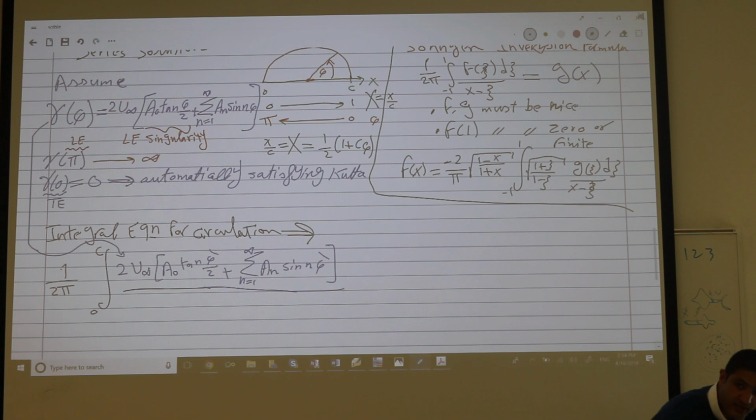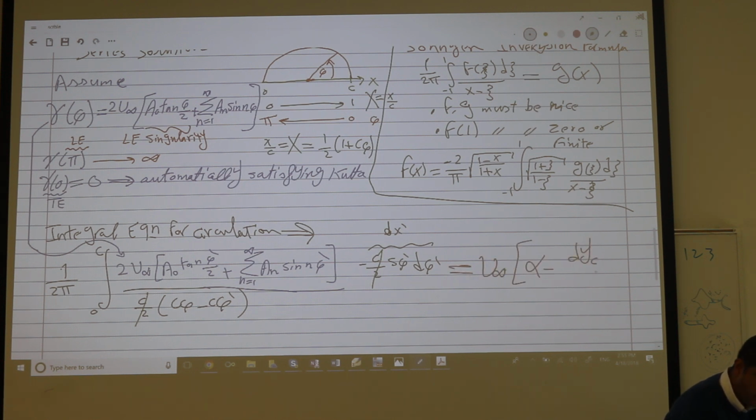Down there we had x minus x dash. So x is actually c over 2 times cosine phi, so x minus x dash is c over 2 times (cosine phi minus cosine phi dash). Over there we had dx dash, so this is negative c over 2 sine phi dash d phi dash. Remember, x is c over 2 cosine phi, so if you differentiate you get dx dash. Okay? We're going to cancel c over 2 here against c over 2 there. Now the right hand side. The right hand side was u infinity times alpha minus dy camber by dx, as a function of x.